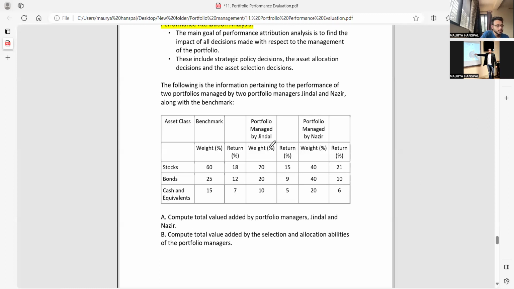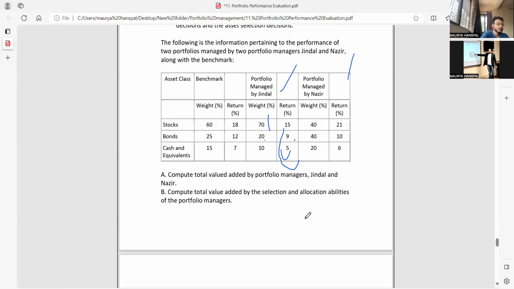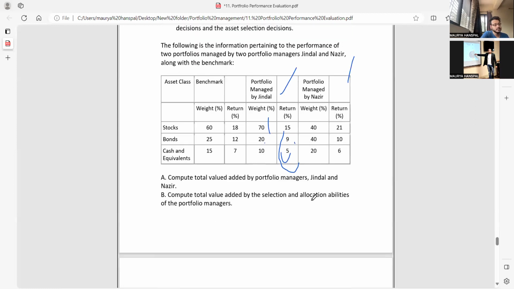Here you have the portfolio. You have two persons, Jindal and Nazir. The portfolio weight of Jindal and the return given by Jindal's portfolio: 70% to stocks and the return by stocks is 15%, 20% to bonds, the return by bonds is 9%, and cash equivalents 10%, and 5% is the return on cash. Same for Nazir. Now it says to calculate the asset allocation, the security selection. It says compute the value added by the portfolio managers, Jindal and Nazir.